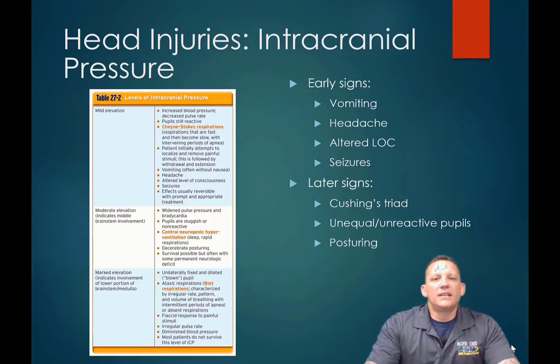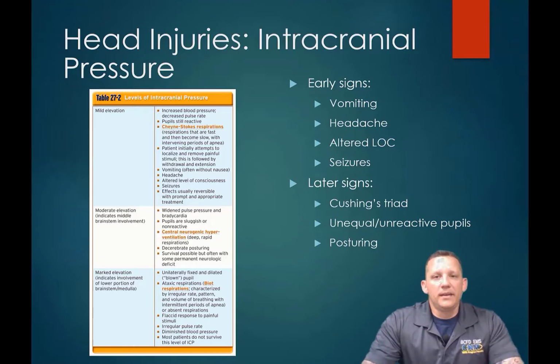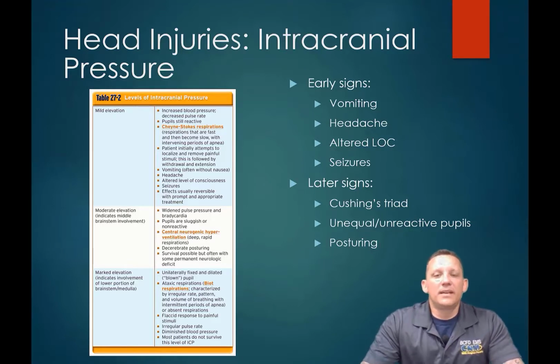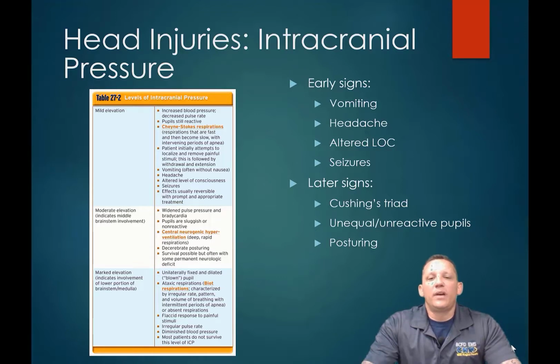So these are the early signs of ICP, or I should say increased ICP. The early signs are vomiting, headache, altered LOC, and seizures. Then as the brain becomes even more hypoxic or ischemic, it's going to go into what we call Cushing's triad. Then we'll have unequal or unreactive pupils, and then posturing. If you guys remember the posturing, decerebrate is the last posturing before we go into basic brain death, decorticate being just before that.